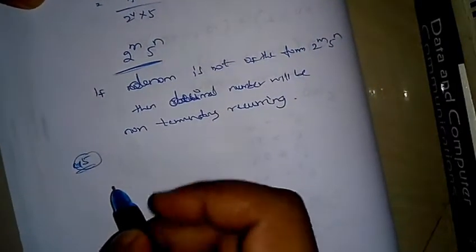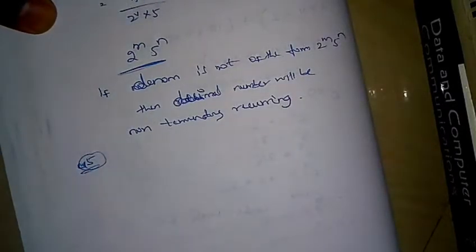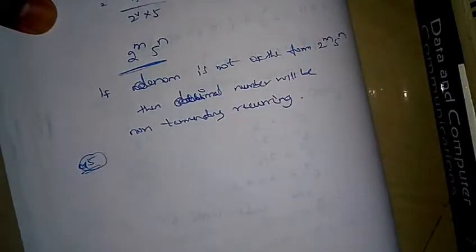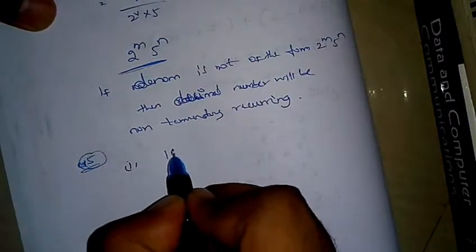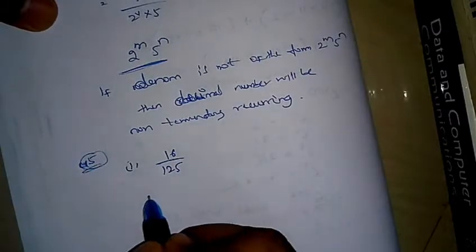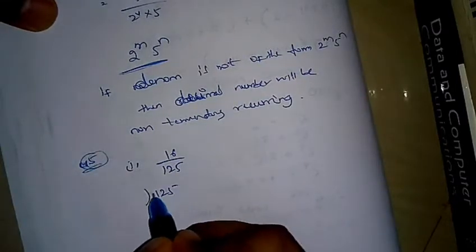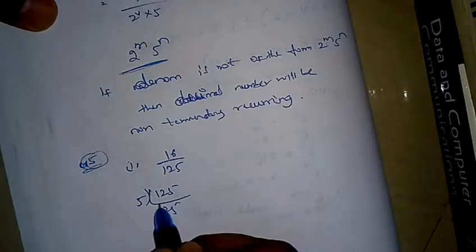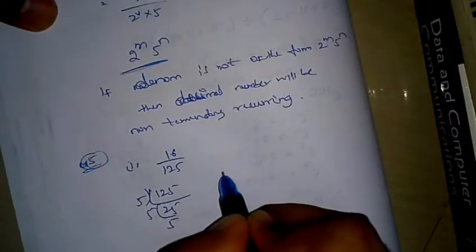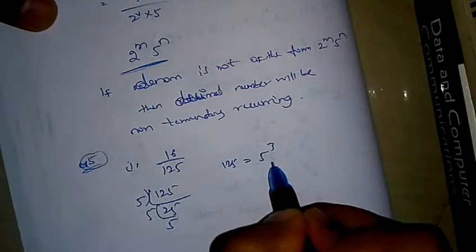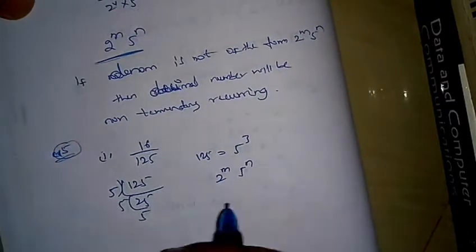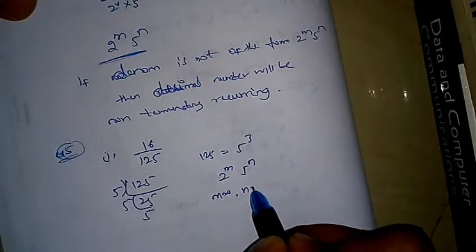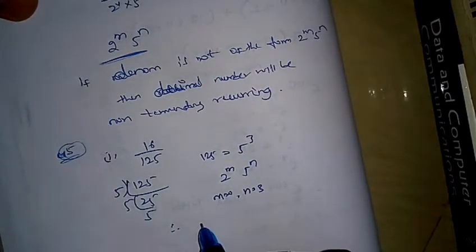That's all. Fifth example. Using the above theorem, without actual division, state whether the decimal forms of the following rational numbers are terminating or non-terminating repeating decimals. First one is 16 by 125. Here the denominator is 125. Let's do prime factorization. 125 is equal to 5 cube. This is of the form 2 power m into 5 power n, where m is equal to 0 and n is equal to 3. Therefore, this is terminating.